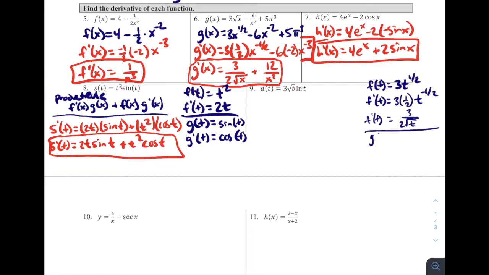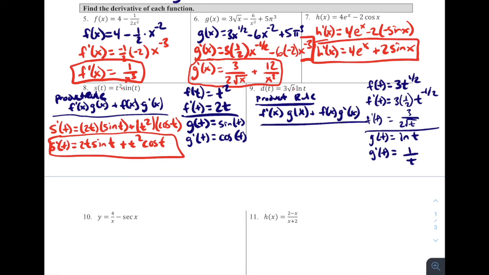And then g of t is our second term. That's the natural log of t. And we learned in this chapter that the derivative of the natural log of t is 1 over t. So let's do our, again, product rule setup. Product rule. And again, we're going to do f prime of x times g of x, except in this case t's, plus f of x times g prime of x. That's our setup for this one. So let's plug in what we know.